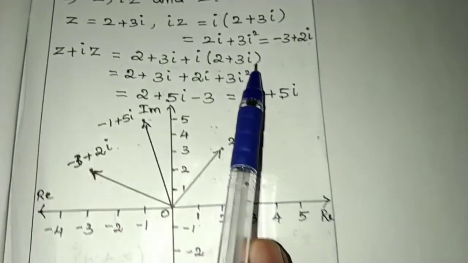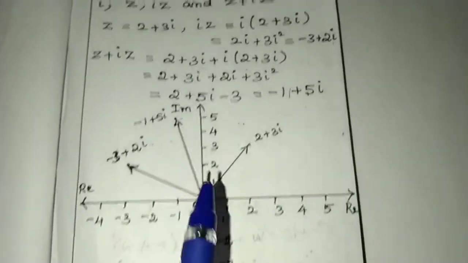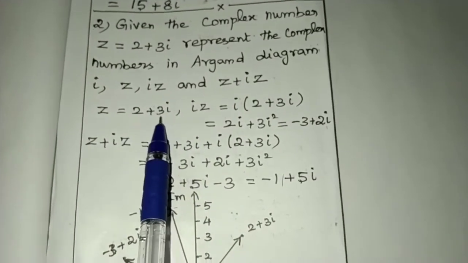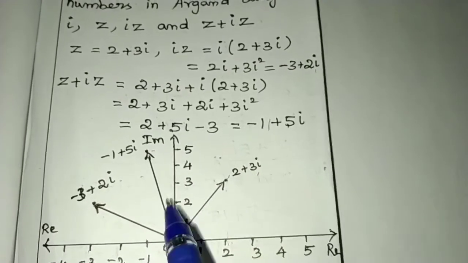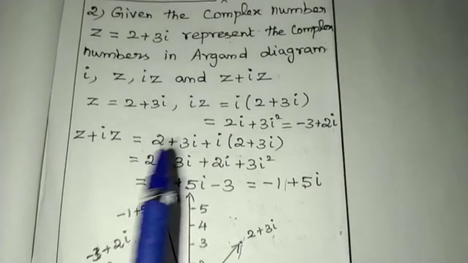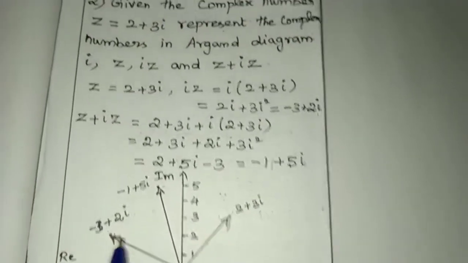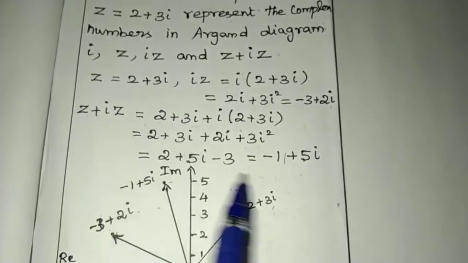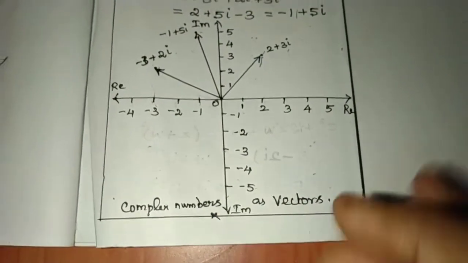Okay. Now see the Argand diagram, real axis, imaginary axis. First mark the points. 2 plus 3i means 2 comma 3. So 2 plus 3i, and draw one vector. And iz means minus 3 plus 2i, minus 3 comma 2. Draw one vector. And z plus iz, minus 1 plus 5i, minus 1 comma 5, and vector. So complex numbers as vectors.